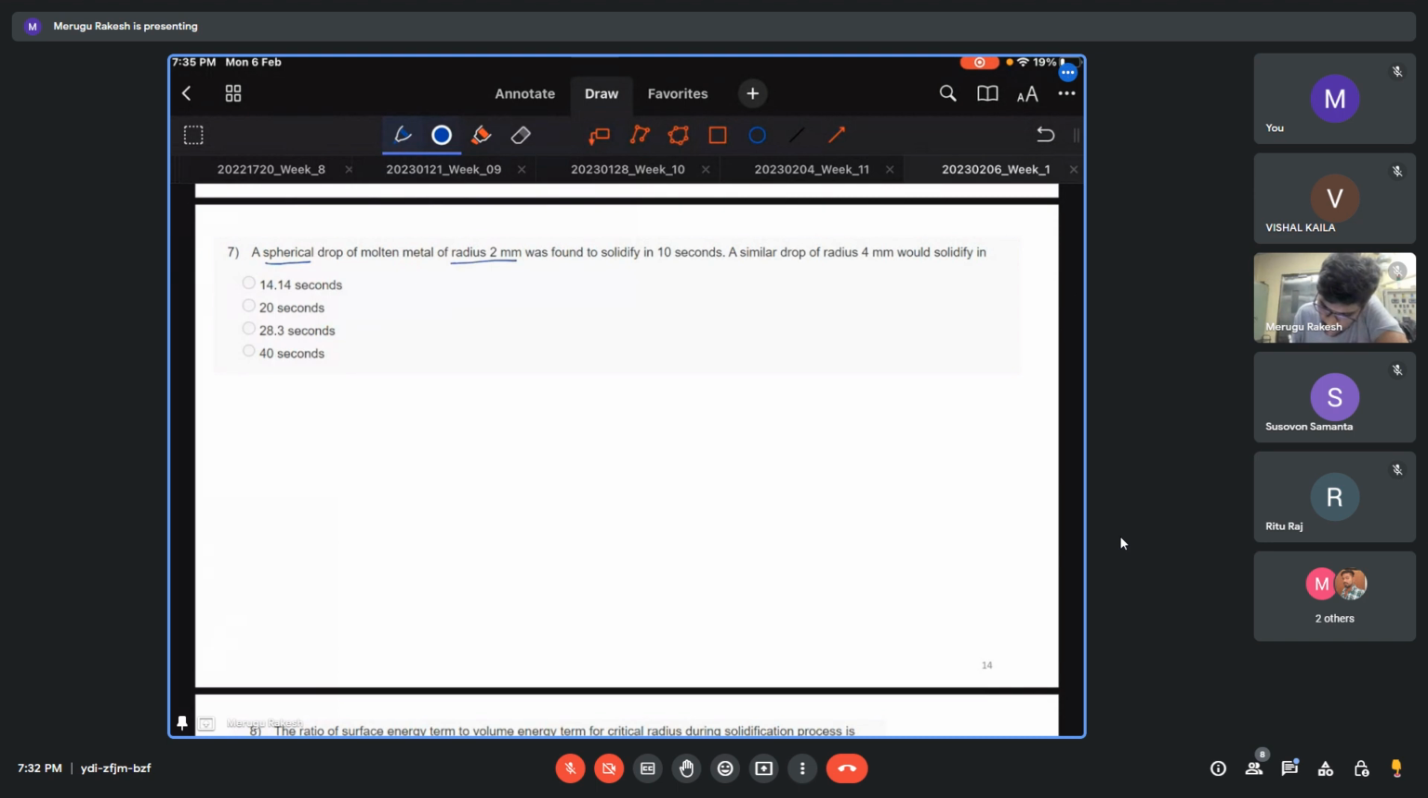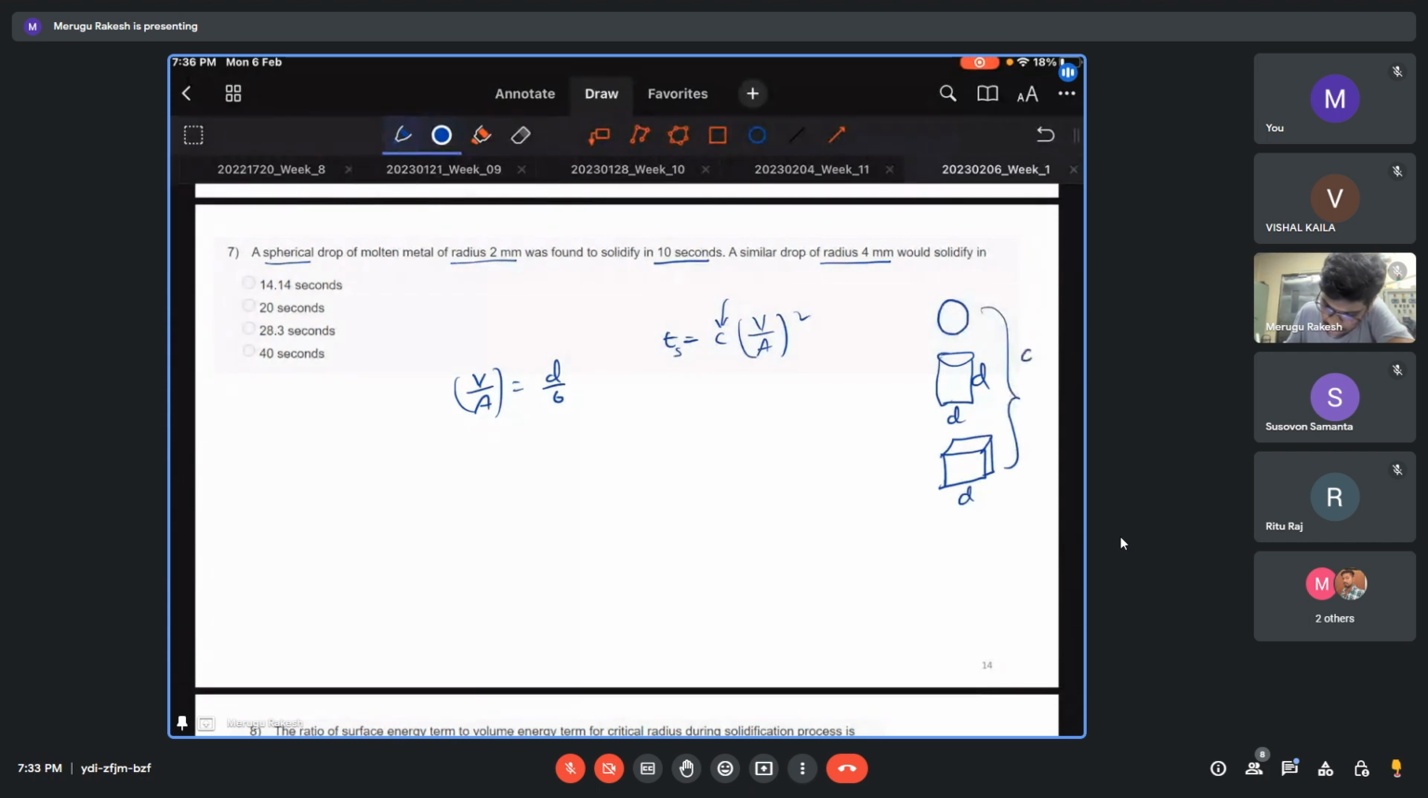Radius 2 mm, solidifies in 10 seconds. A similar drop of radius 4 mm solidifies in dash. So if I write the formula, T solidification is equal to C into (V by A) whole square. They are indirectly saying that C is constant in both cases. Generally, the V by A ratio is D by 6 for a sphere, a cylinder with height the same as diameter, as well as a cube of side D. For all of these, the V by A ratio is always D by 6.